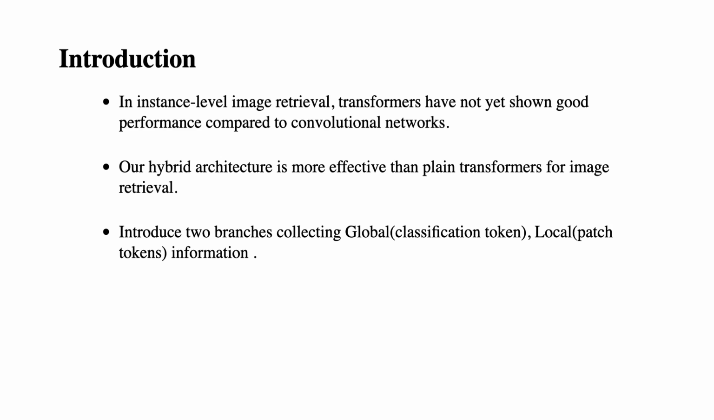Vision transformers have achieved remarkable progress in vision tasks such as image classification and detection. However, in instance-level image retrieval, transformers have not yet shown good performance compared to convolutional networks. We show that a hybrid architecture is more effective than plain transformers, by a large margin. We introduce two branches collecting global and local information, from which we form a global image representation.